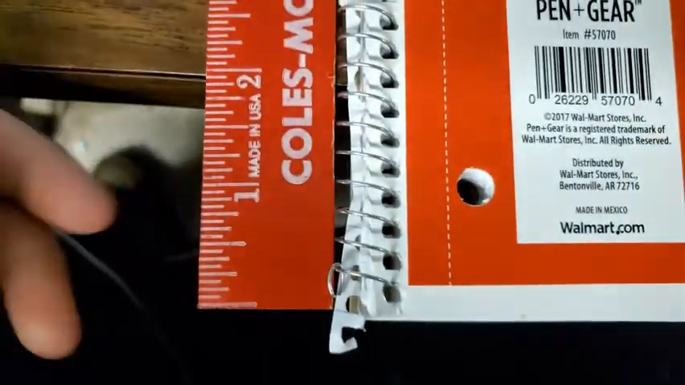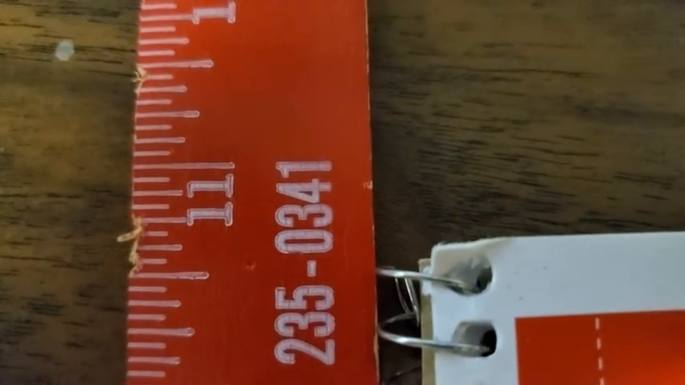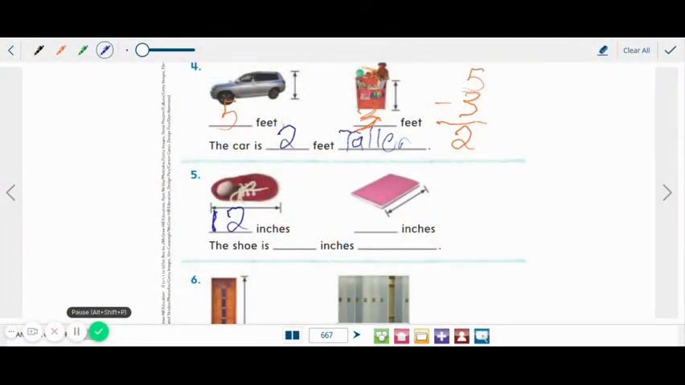All right, lining up with the bottom here. We're going to take a look, and our notebook comes out to be just under 11 inches. So we're going to round it up to the closest inch right there. So 11 inches for the notebook. All right, take your pencils and then fill in 11 inches for the notebook.